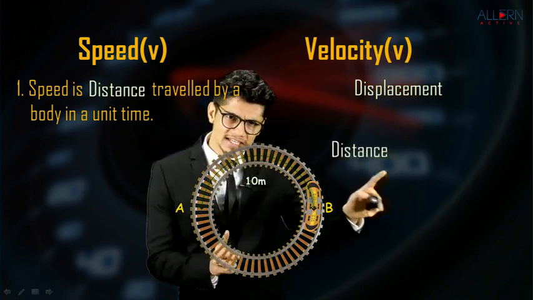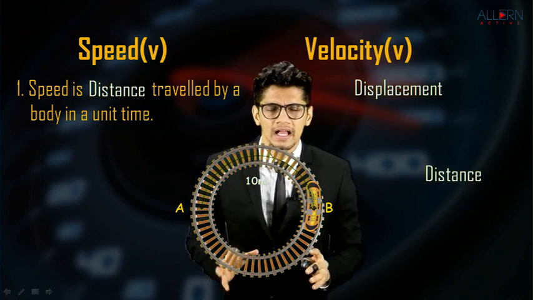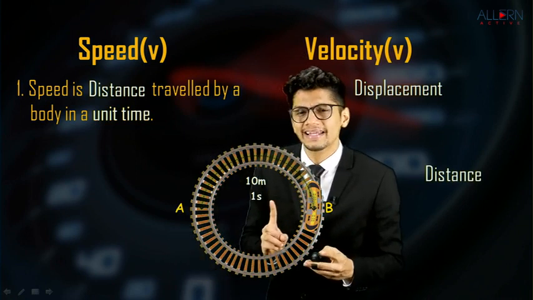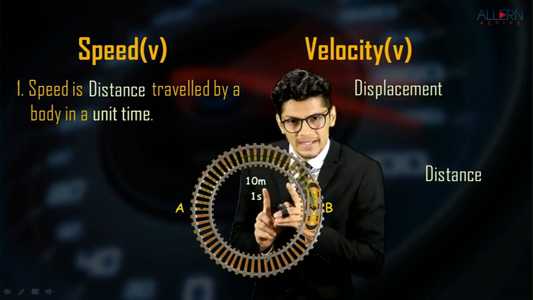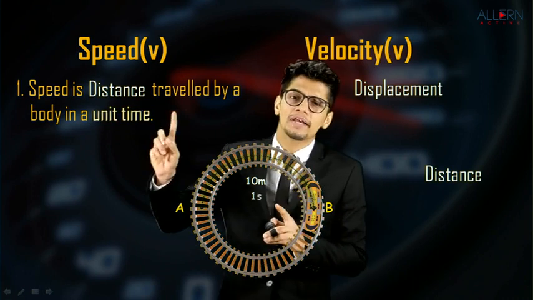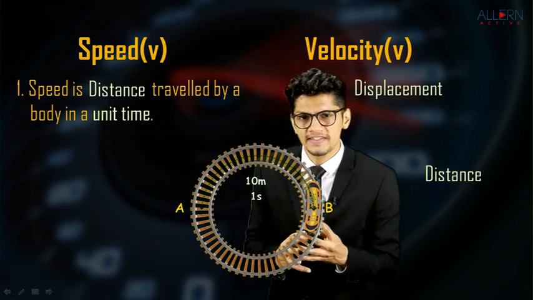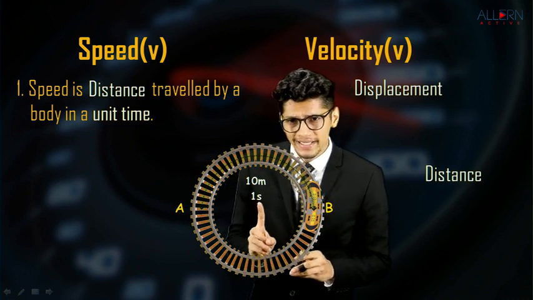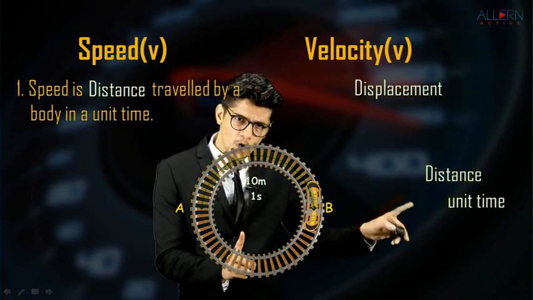Let's bring this distance over here, right? Now let us assume, it's just an assumption, that it takes 1 second to cover this distance. That means this 1 second is nothing but unit time. So in physics, whenever we say 1, it means unit. So we have unit time. So let's bring unit time over here.